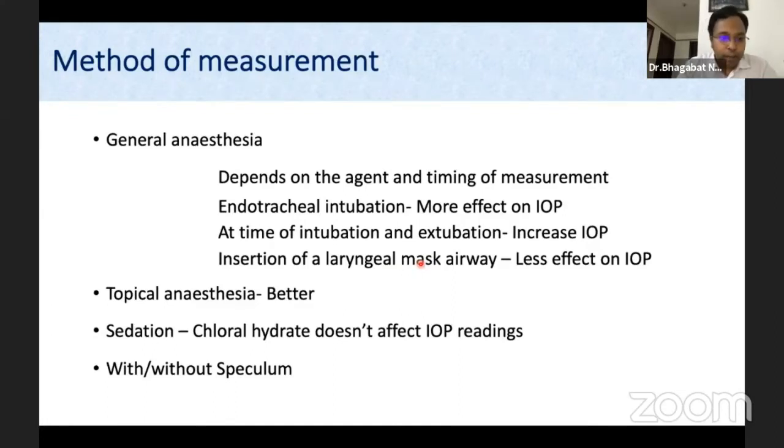Topical anesthesia, such as proparacaine, can be used if the child is slightly cooperative. In office procedures like OPD, you can use chloral hydrate, because it doesn't affect the IOP readings. One important thing: in examination under anesthesia, people usually use the speculum. But during the measurement of IOP, if you can spread the lids with your fingers and take the IOP, that is better, because the speculum increases the IOP by up to 4 mmHg, as the literature says.